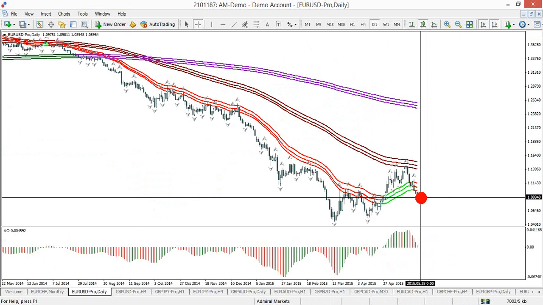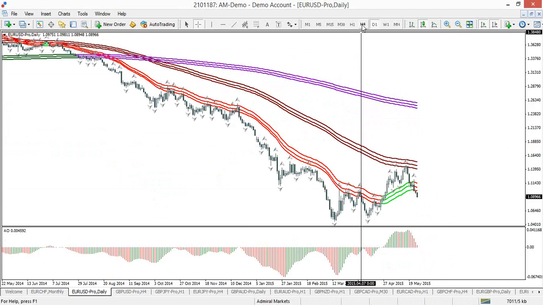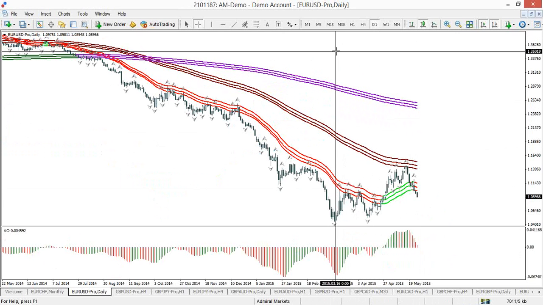But personally, I wouldn't trade it here. I would rather wait for a bounce. And if I take a short, it would have to break at least this bottom, the future bottom that doesn't exist at the moment. Anyhow, so that's it regarding moving averages in the Eurodollar.